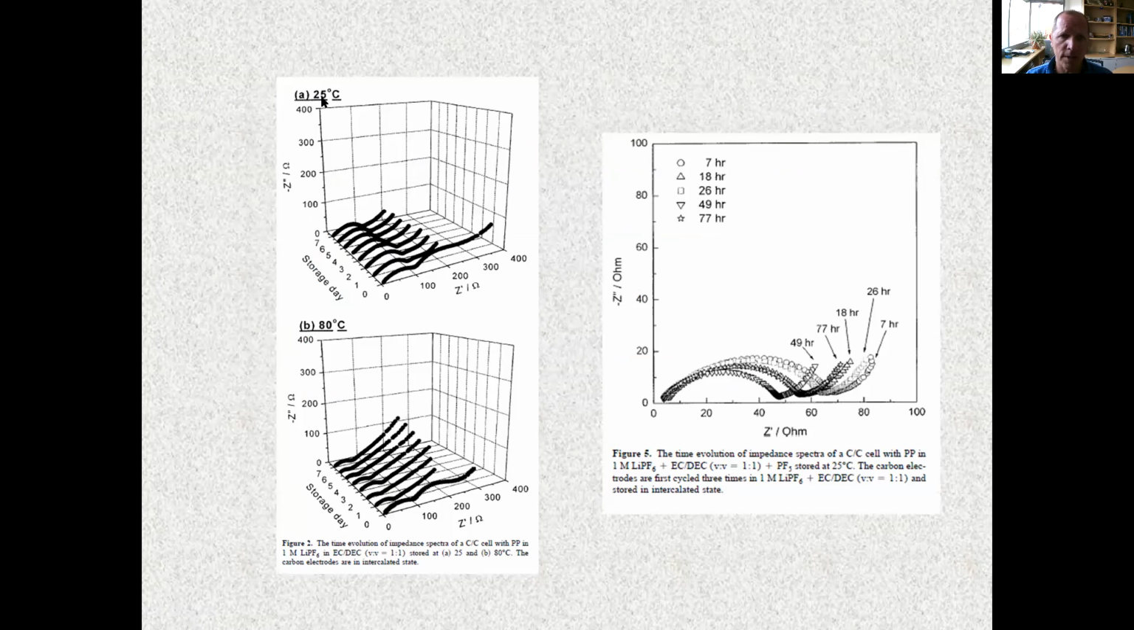And what they observe with this is at 25 degrees centigrade, over your storage from 1 to 2 to 3 to 7 days, there's really not a significant change in the overall impedance of the anode SEI. However, if they do the same storage at 80 degrees centigrade, what they see is large, small, large. We see a large alternating effect of the overall SEI impedance. And what this suggests is that the SEI is degrading and then reforming and degrading and reforming and changing under these conditions.